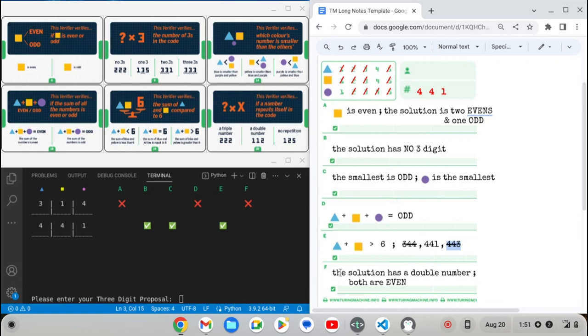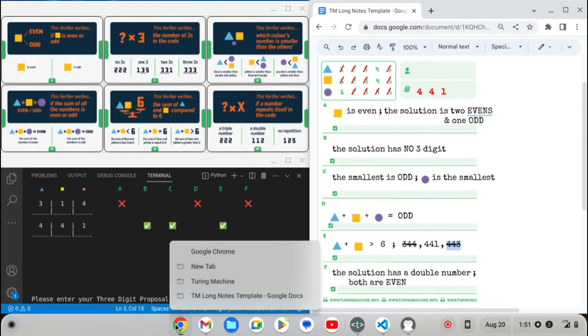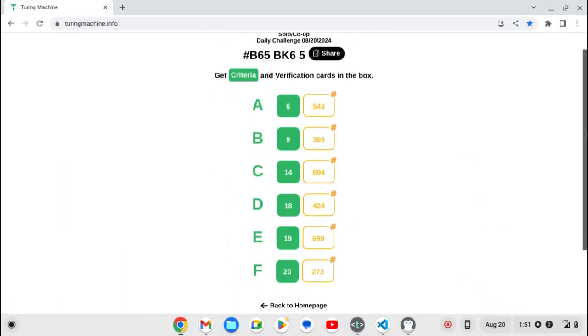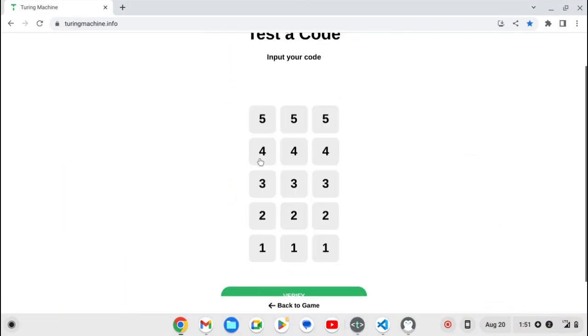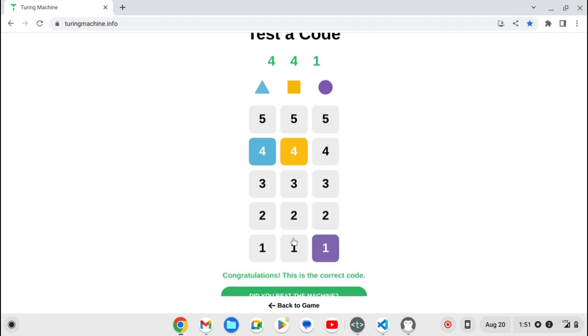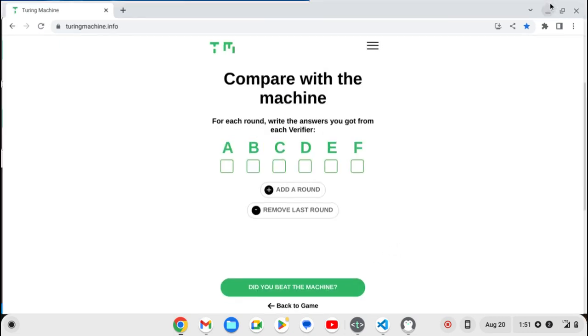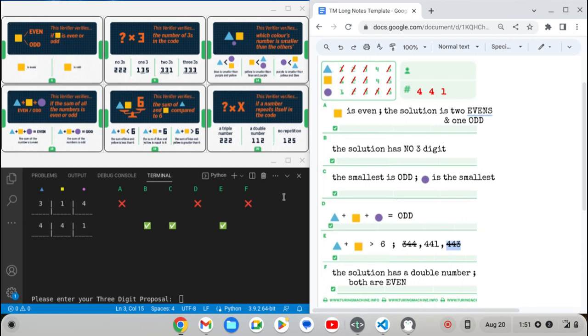Okay, and the solution has a double number. It sure does. Well, it looks like a winner, but let's just go and verify that the solution is 441. Fantastic. Okay, so now let's actually see how we did versus a Turing machine. So we did do 6 tests overall. That's always good when you have the number of tests equal to the number of criteria cards. That's usually a winner, even if we do tie with a Turing machine.